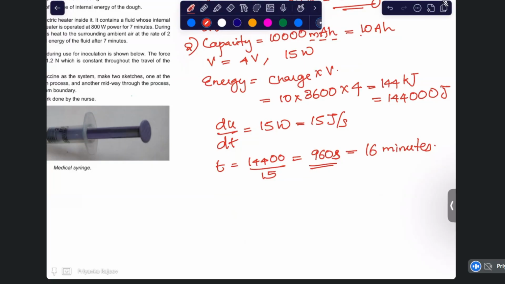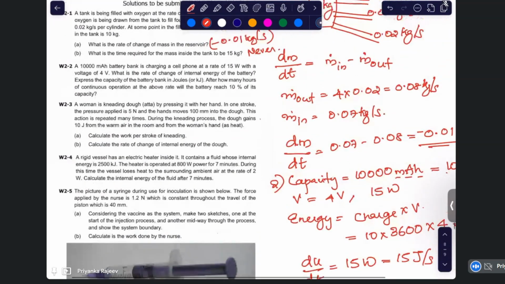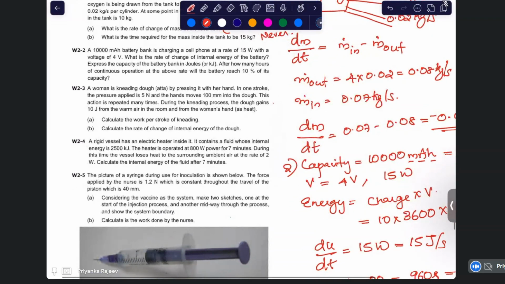Okay, now the next question. A woman is kneading dough by pressing it with her hand. In one stroke, the pressure applied is 5 Newton and the hand moves 100 mm into the dough. This action is repeated many times. During the kneading process, the dough gains 10 joule from the warm air in the room and the woman's hand as heat. Calculate the work per stroke of kneading. Calculate the rate of change of internal energy of the dough.